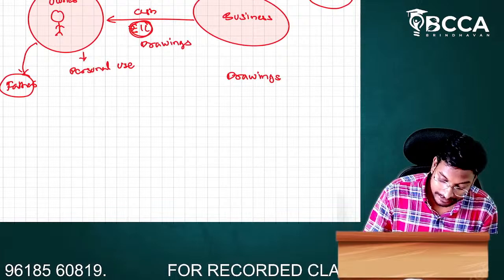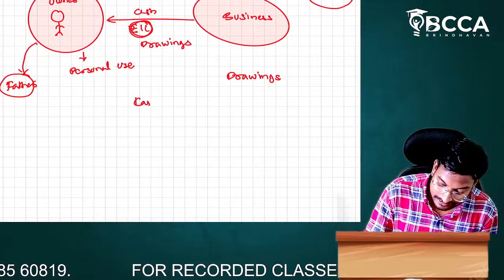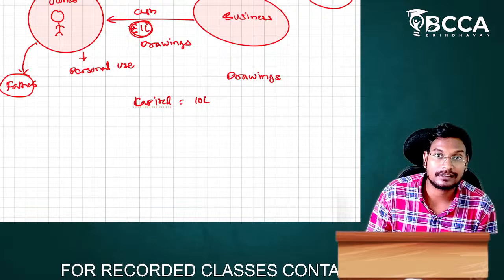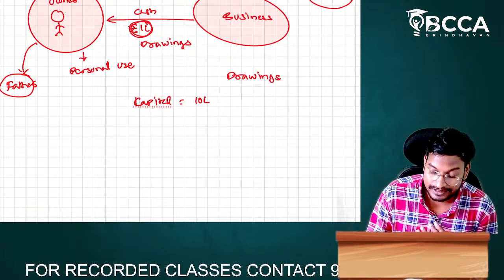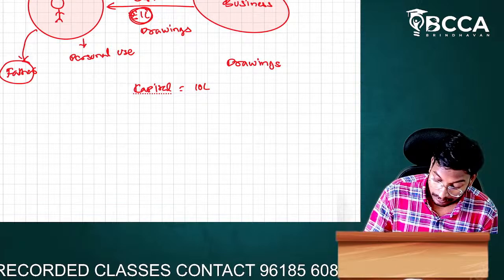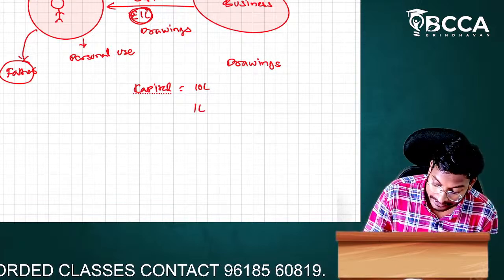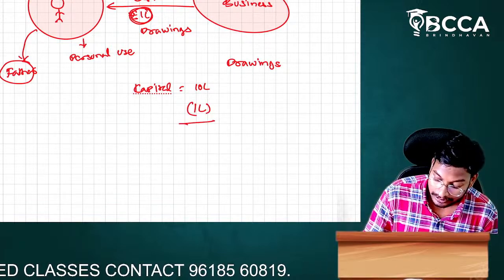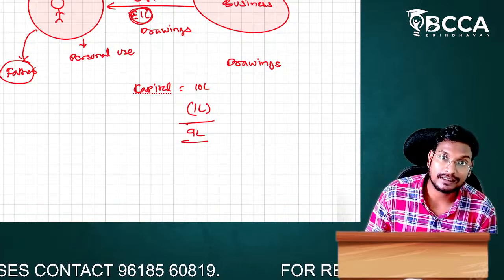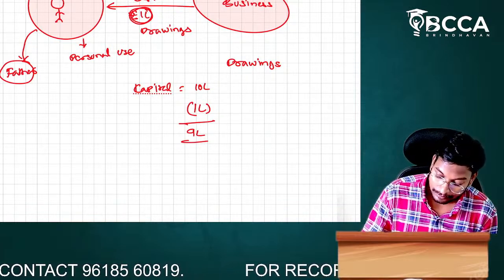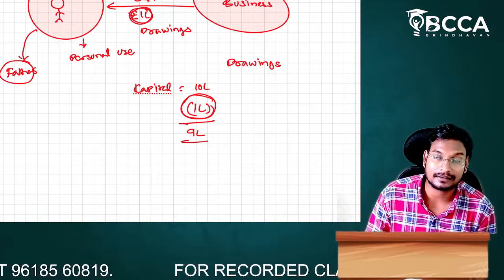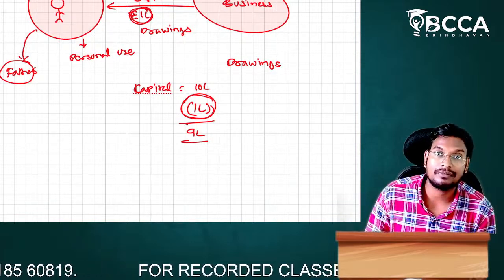For example, we invested capital of rupees 10 lakhs, and the owner took away rupees 1 lakh. Totally 9 lakhs balance will be in the business. Because of the drawings, the capital will be reduced.